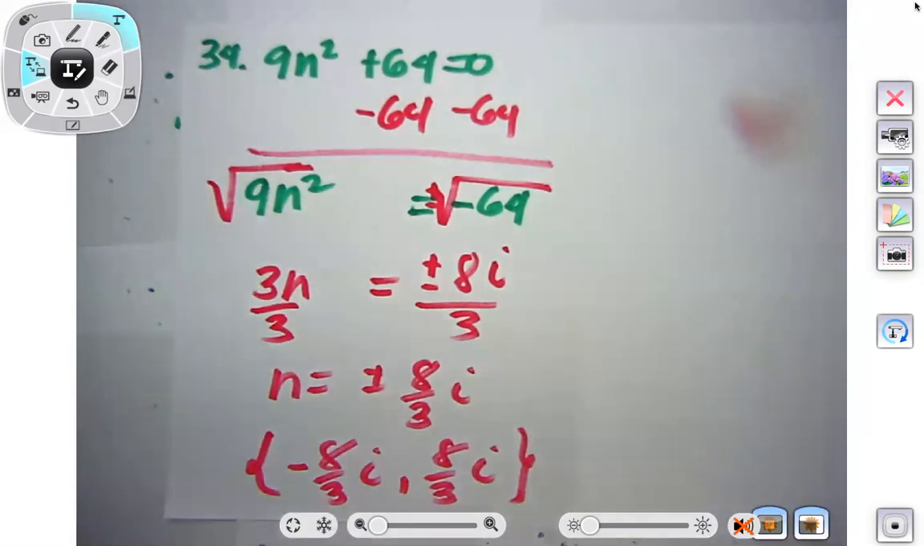But if we say there are no real roots, specifically, what are these roots? We have negative 8 over 3 i and 8 over 3 i. These are not real roots. They are imaginary roots.